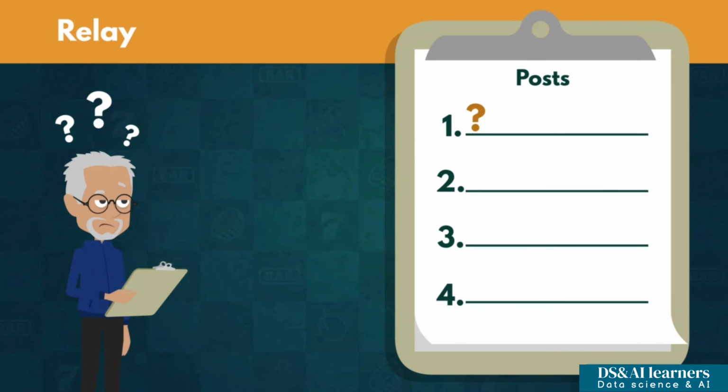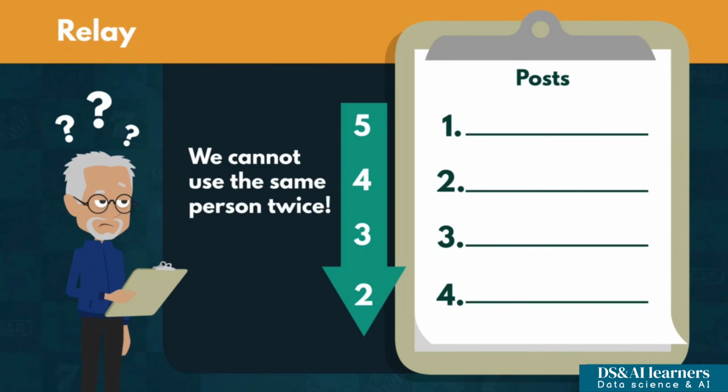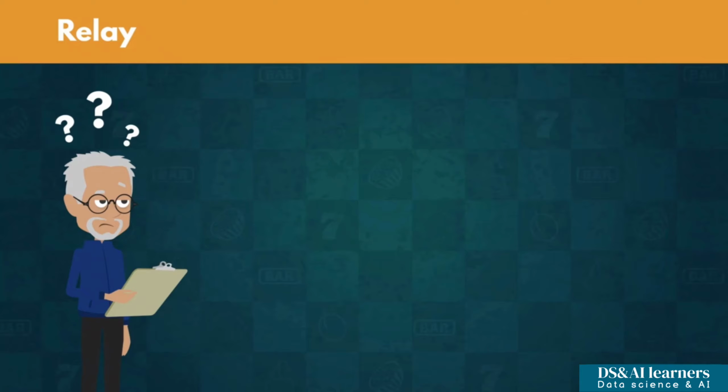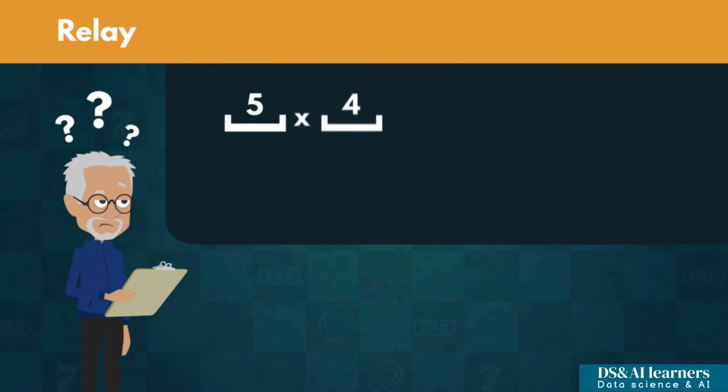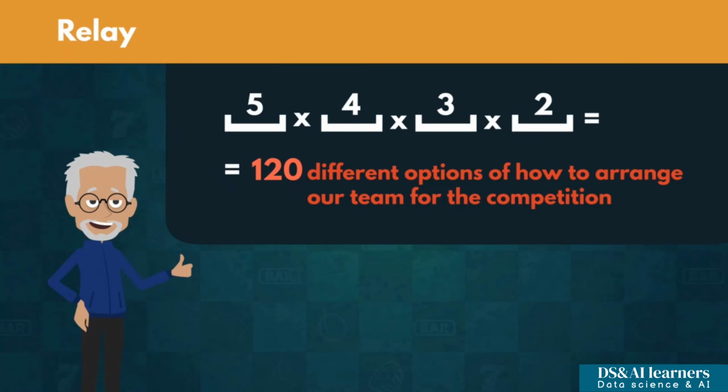What happens is, the further down the order we go, the fewer options we are left with, since nobody is permitted to run multiple legs. This is what variations without repetition is about. We cannot use the same element, or in this case, person, twice. In terms of numbers, we have 5 times 4 times 3 times 2. This makes 120 different options of how to arrange our team for the competition. That wasn't too bad, right?